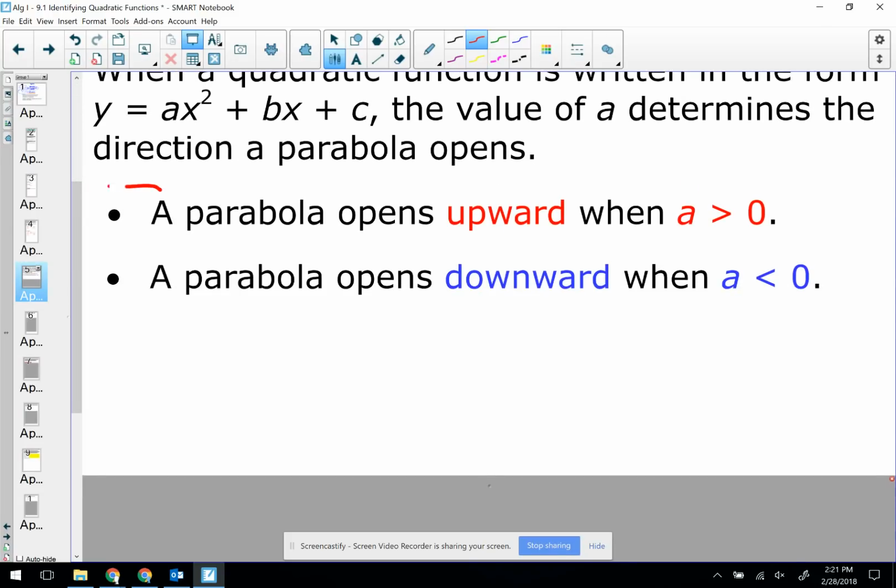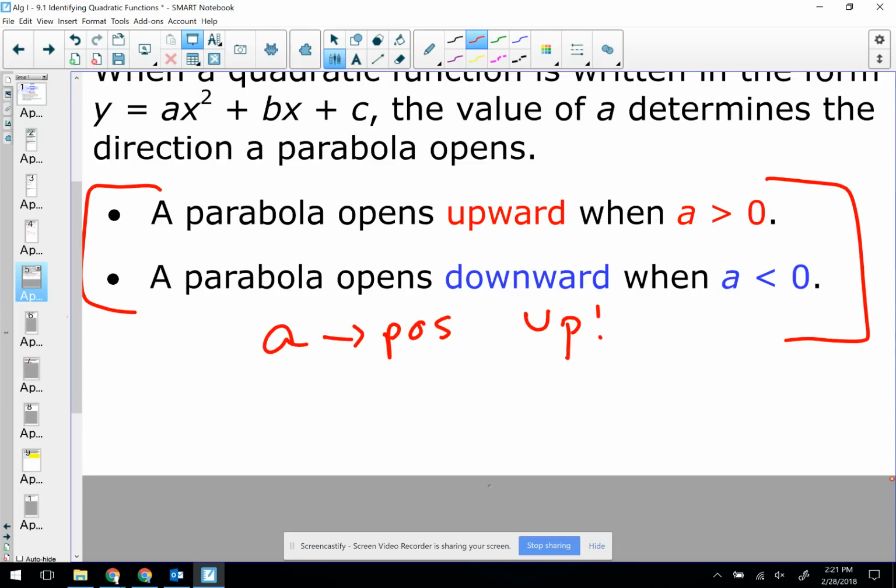So go ahead and write this down. A parabola opens upward when A is greater than 0. It opens downward when A is less than 0. So basically this, when A is positive, it opens up. When A is negative, it opens down.